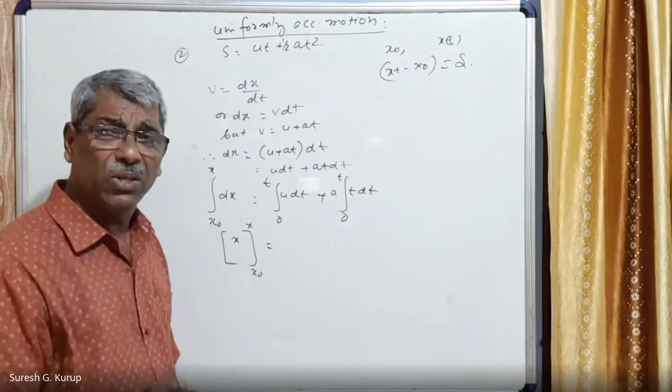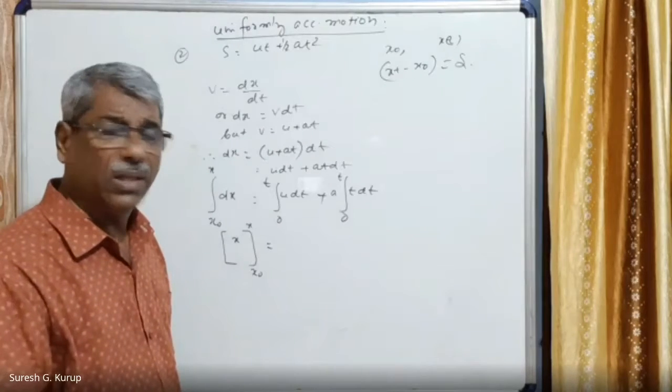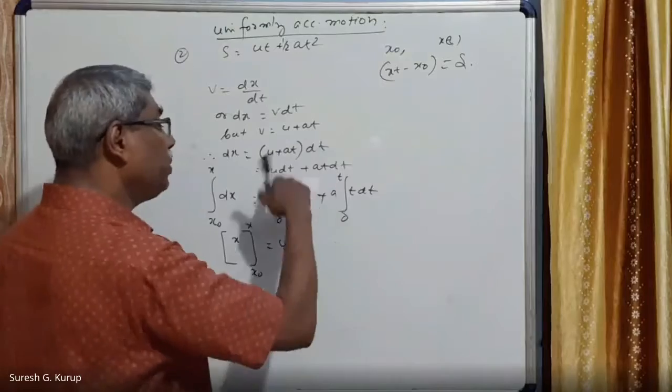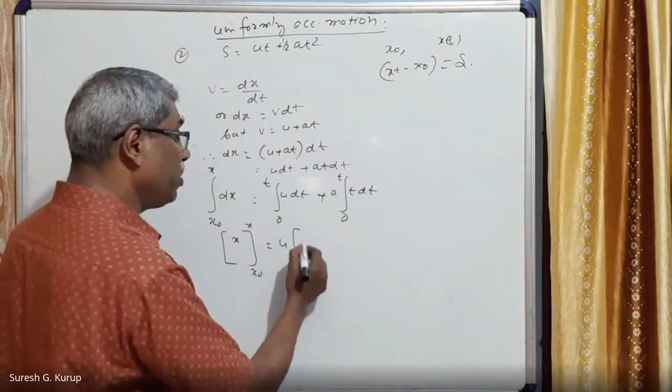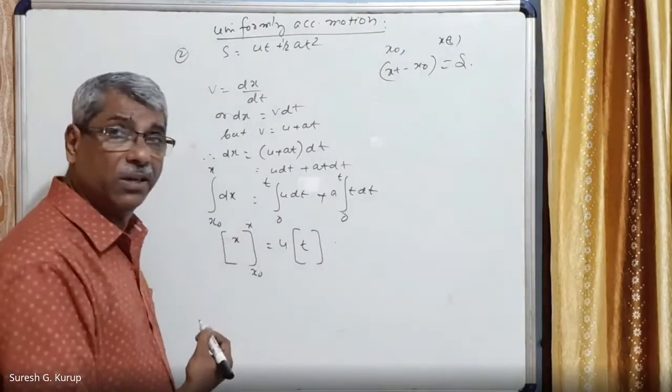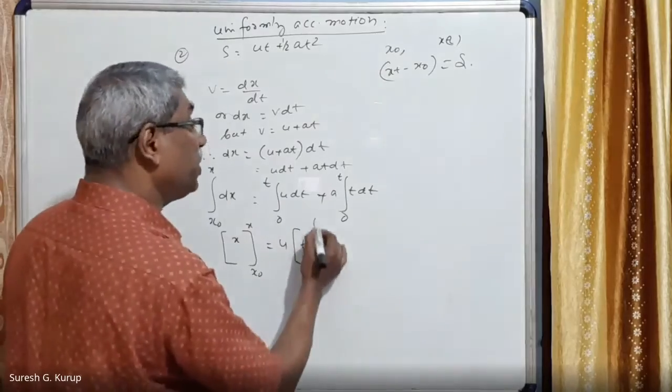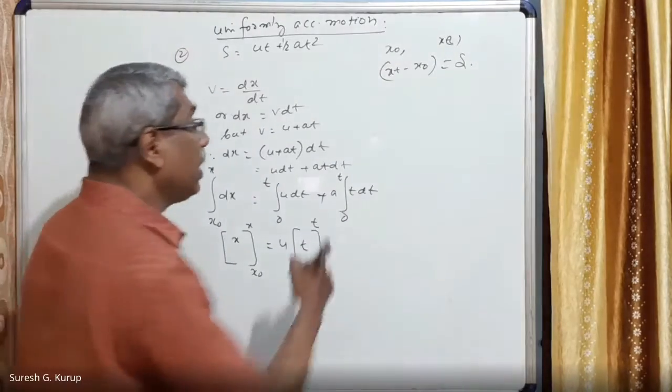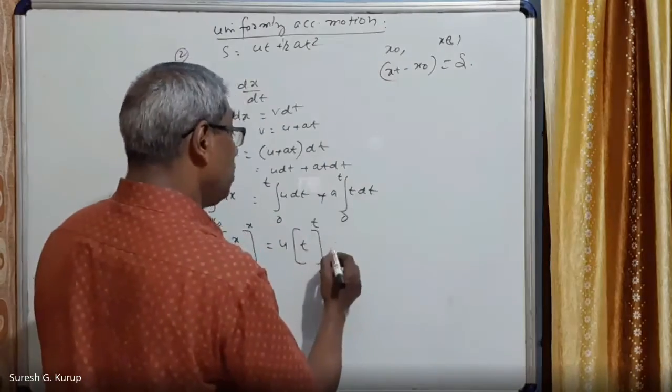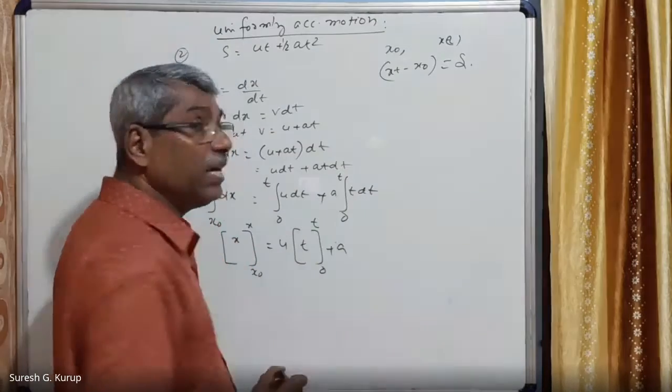Velocity of a body always remains a constant. That is, u is taken outside. u into integral dt. Integral dt is equal to t only, right? Within limits 0 to t. Am I correct? Now, this is a into plus a into t dt.